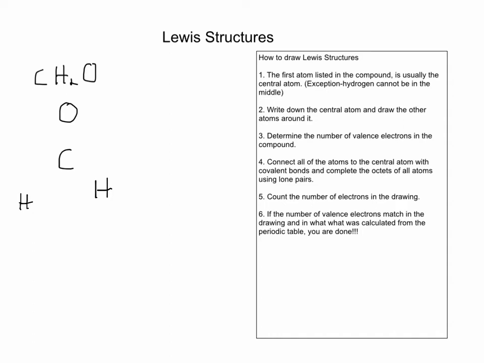Next, we have to determine the total number of valence electrons that we have from the periodic table. Carbon has 4. Hydrogen has 1, but we have 2 of them, so we multiply by 2. And then oxygen has 6 valence electrons, giving us a total of 12 valence electrons. So now we have to connect all of the atoms to the central atom with covalent bonds and complete the octet.